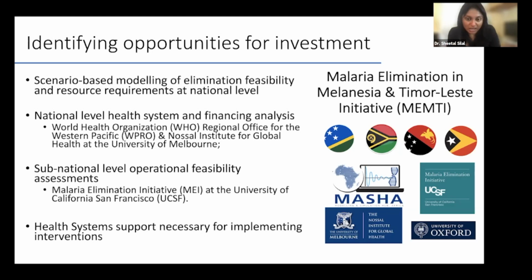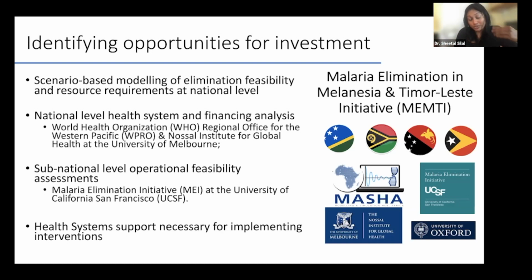The reason why I'm bringing up this particular case study is that, for me, it was a very good example of how to maximize the findings of modeling. And so my contribution to the study was up here. It was a scenario-based modeling exercise on the feasibility of elimination and the resource requirements. So projecting the path to elimination and costing that path at a national level for each of the 4 countries, in line with what was suggested in the National Malaria Strategic Plans, and what would be direct scale up of those interventions.